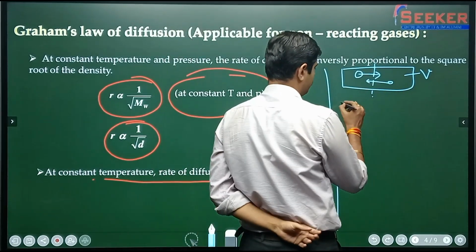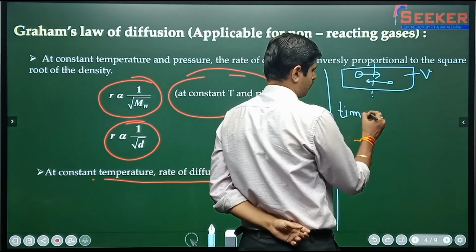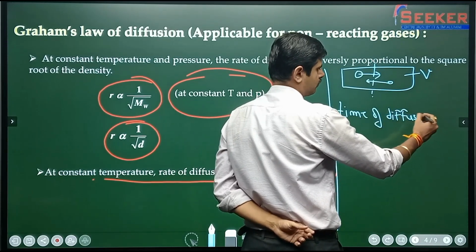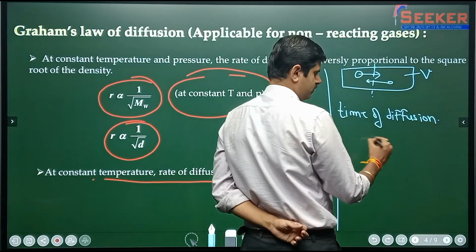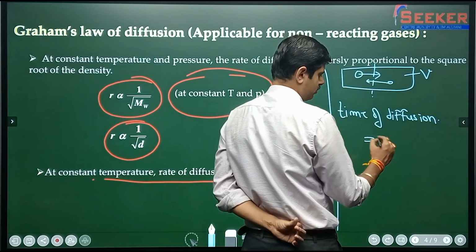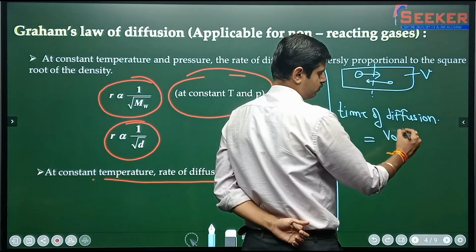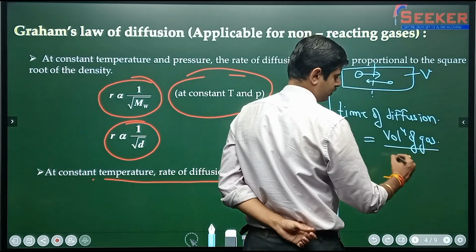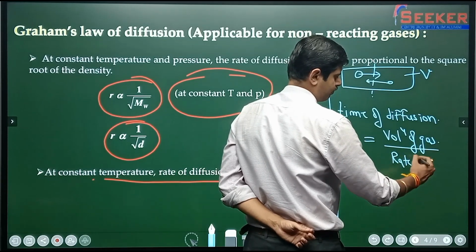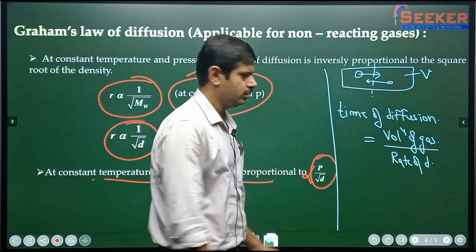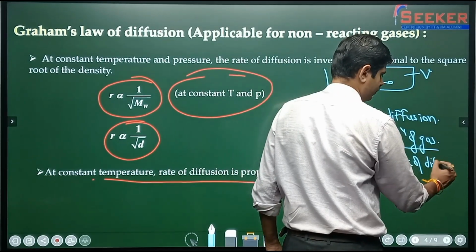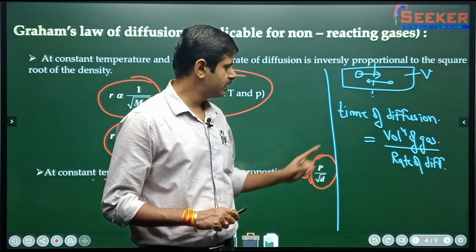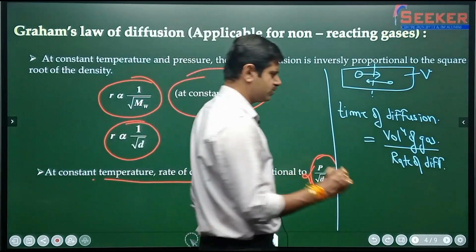So we will write here time of diffusion. Time of diffusion is always directly equal to volume of gas divided by rate of diffusion. Or let us write completely, volume of gas divided by rate of diffusion. Now, volume of gas you can take as V.